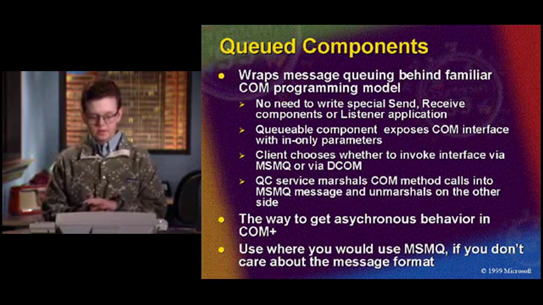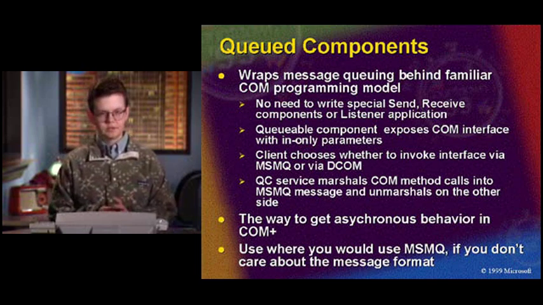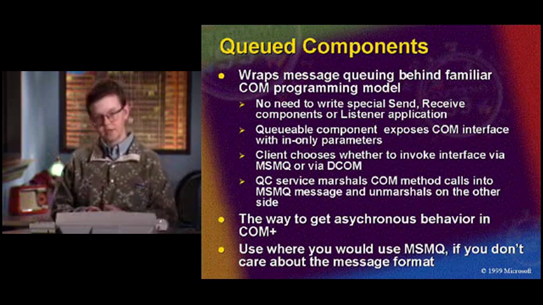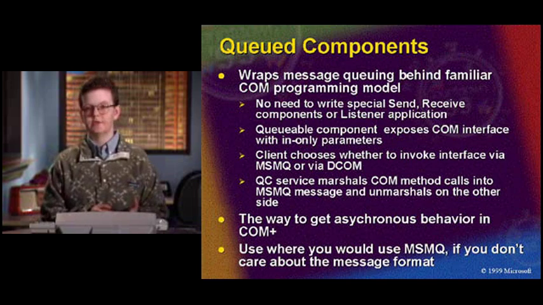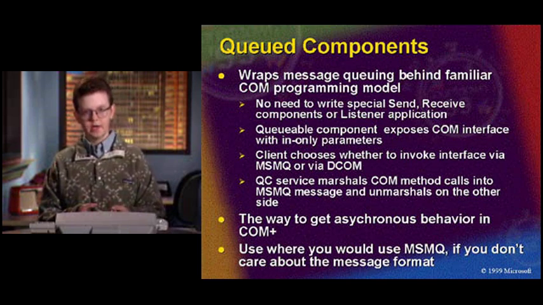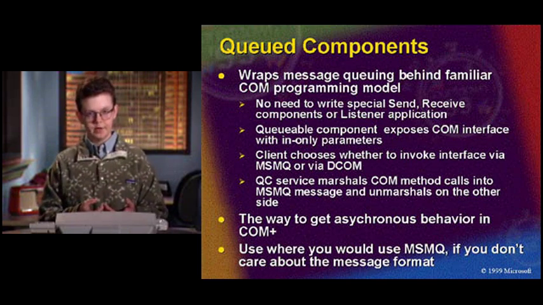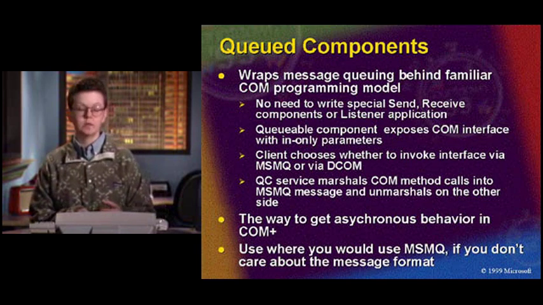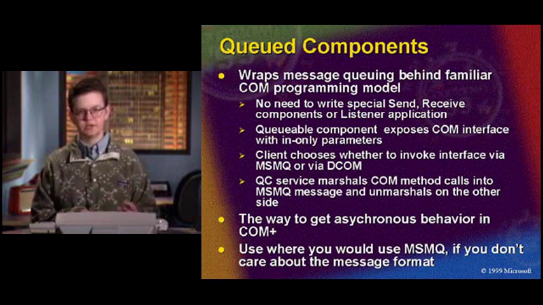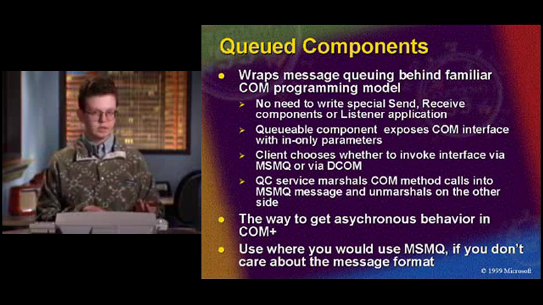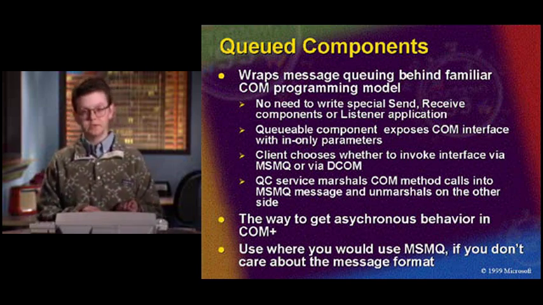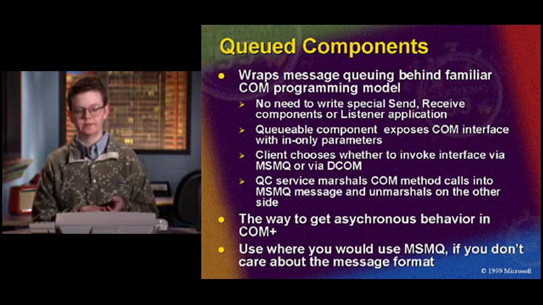This is a place where you have to make a decision when you're doing design: do I care about the message format? If you don't care, Queued Components is a great way to go because you don't have to learn about the MSMQ API. You just go ahead and use the familiar COM programming model. If, on the other hand, you do care about the format of the message, perhaps you're talking to an external application that has a message format defined and you have to talk that message format, then you would need to use the MSMQ APIs directly.